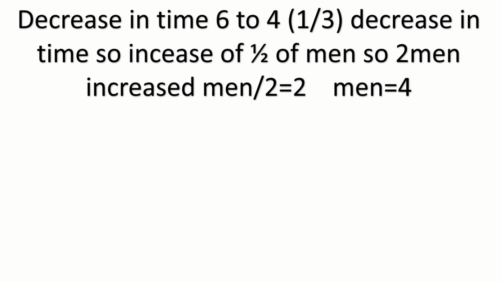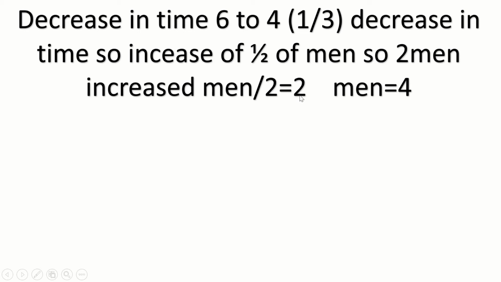So actually 4 people are working. They take 6 days. If two more men are added, they take 4 days only. I will explain it again. There is a decrease of time from 6 to 4 days, a decrease of 1 by 3. If a 1 by 3 decrease is there, then men must be increased by 1 by 2.